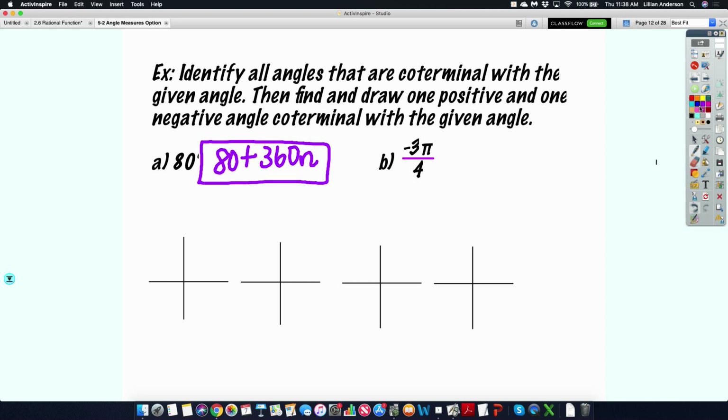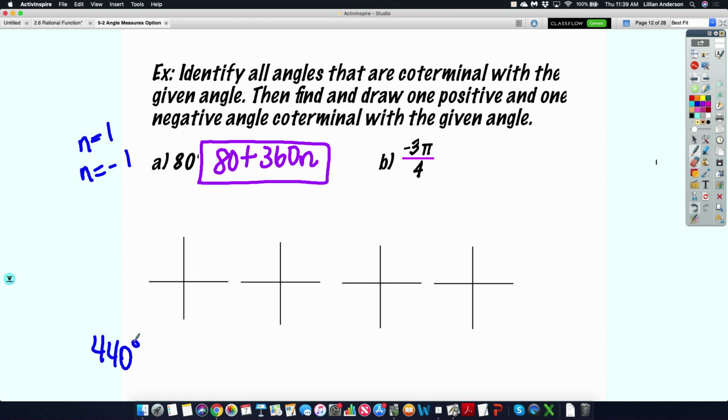1. Okay? So we're going to use the integer of 1, and that's probably going to give me my positive coterminal angle. Give me another integer. Negative 1. Those are your two easiest ones. Okay? So if I plug in 1 here, that's basically 80 plus 360. What's 80 plus 360? 440. Okay, 440. That's going to be the first angle I'm going to draw.